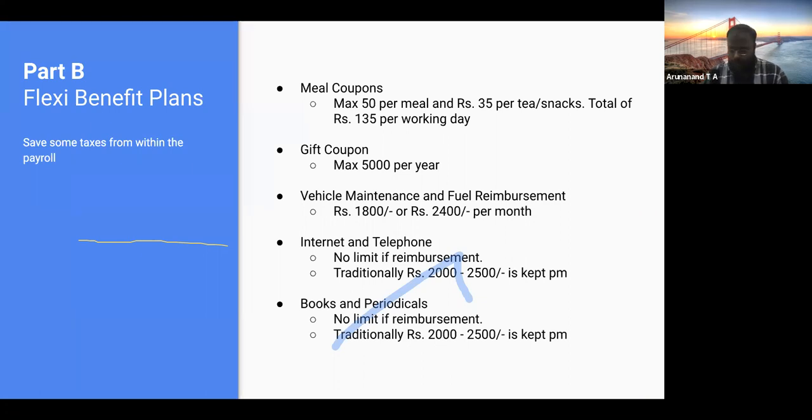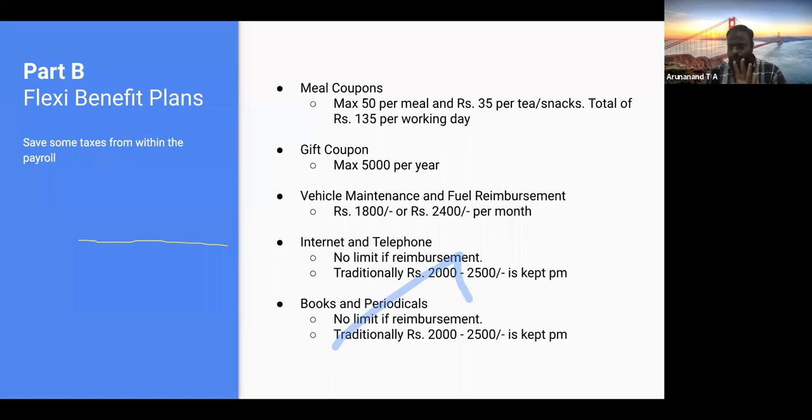Suppose the special allowance is 40,000 rupees and the entire 40,000 is taxable. What we are doing is splitting this 40,000 and putting it into different buckets, those that you're seeing on the screen. At the end of the year, you say, I gave this much money for this bucket, give me the bills. Suppose of the 40,000, I'm giving you 2,000 rupees for internet.